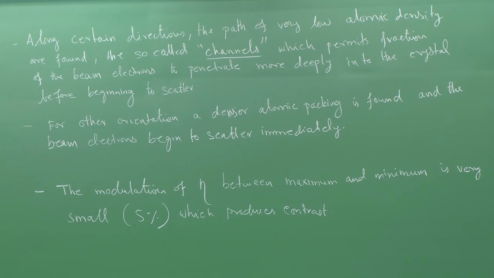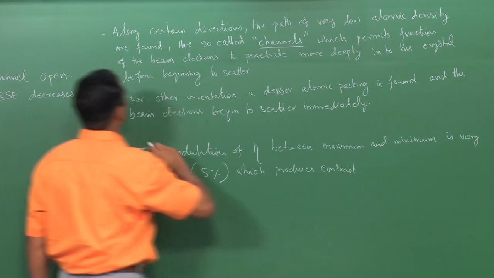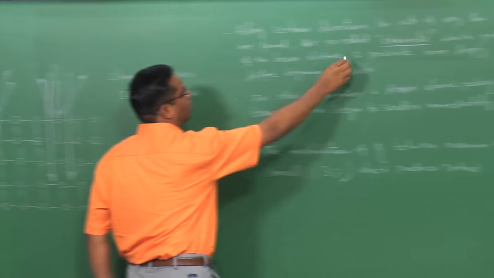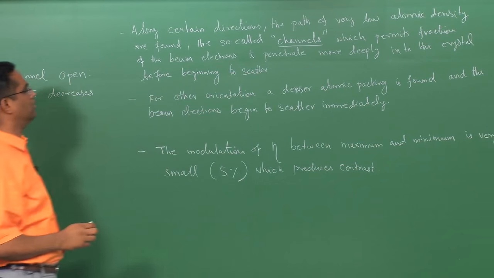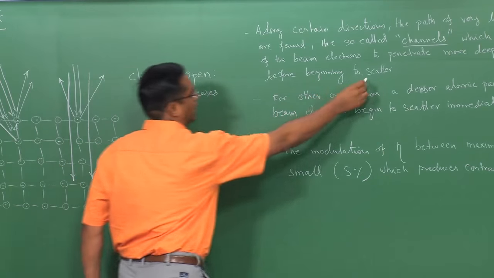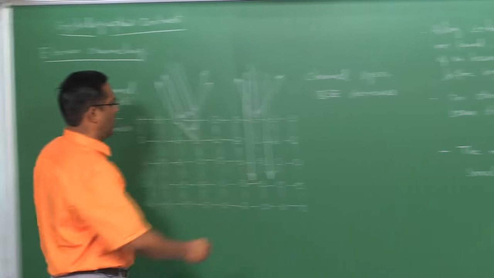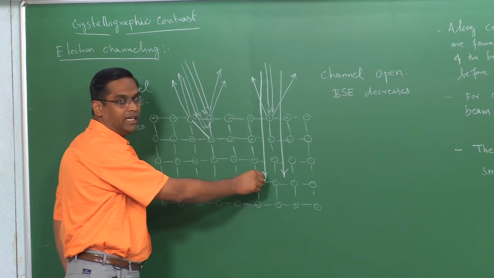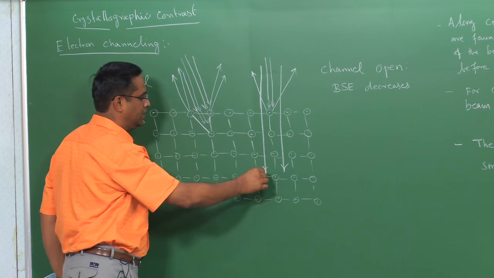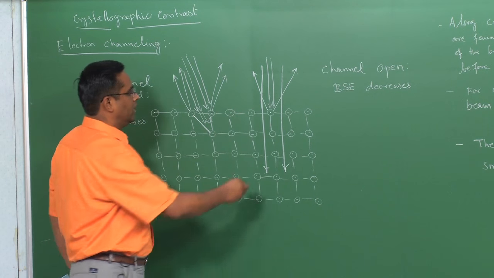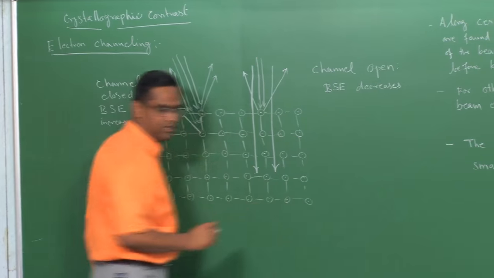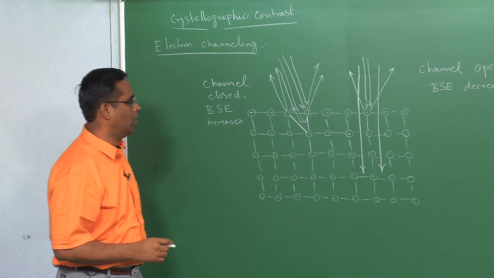What I have written here is that along certain directions, paths of low atomic density are found, something like this. The so-called channels permit a fraction of beam electrons to penetrate more deeply into the crystal before beginning to scatter. That means after reaching this point only the scattering event starts, then the BSE signal will come out of this. That kind of signal will have very low yield, that is, the eta value will be lower.